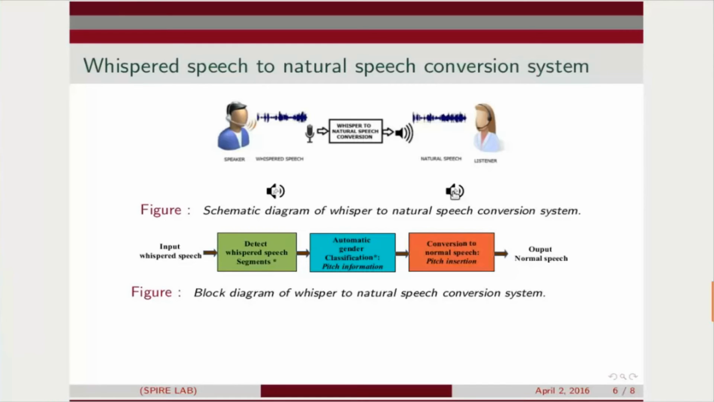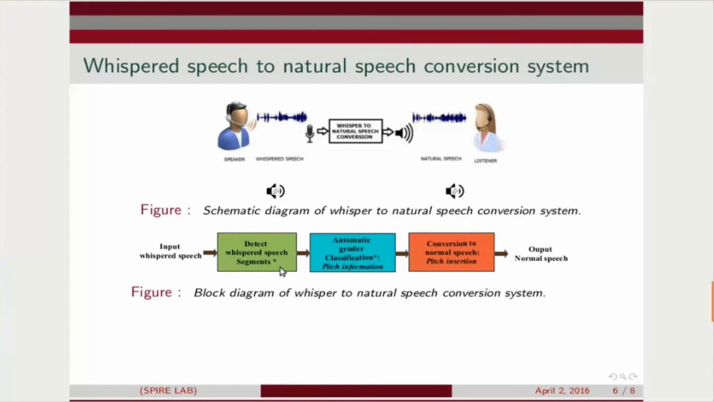The main issue with whispered speech is that it does not have pitch. So we need to estimate it and insert the pitch into the whispered speech to make it sound like normal. So here we see the block diagram of such a process. Whispered speech enters the system. This could be produced by a patient or in a private conversation.